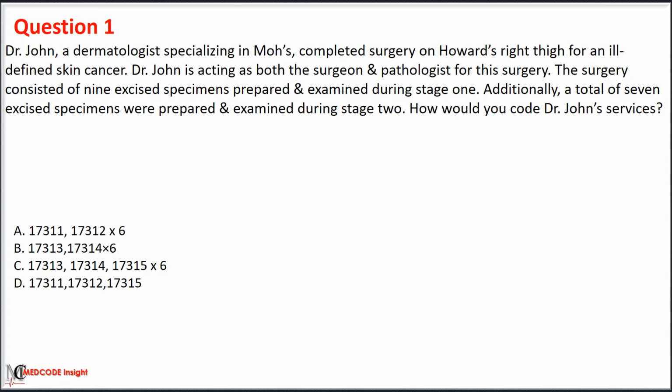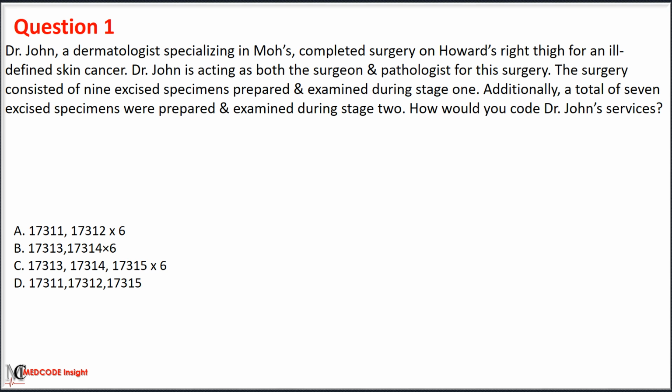Dr. John, a dermatologist specializing in Mohs, completed surgery on Howard's right thigh for an ill-defined skin cancer. Dr. John is acting as both the surgeon and the pathologist for this surgery. The surgery consisted of 9 excised specimens prepared and examined during stage 1. Additionally, a total of 7 excised specimens were prepared and examined during stage 2. How would you code Dr. John's services? Option A with the service codes 17311, 17312 x 6.